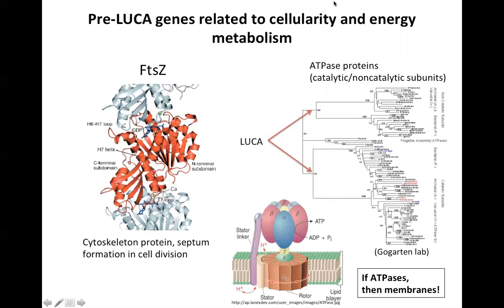There are many protein families that very clearly diversified before LUCA. For example, protein families like FtsZ that are involved in septum formation and cell division, or the catalytic and non-catalytic subunits of ATP synthases. These make the two parts of the rotary motor that generate ATP from proton gradients. And this is interesting because if we have rotary motor ATP synthases before LUCA, then a direct inference from that is that you also have lipid bilayer membranes at the time of LUCA.